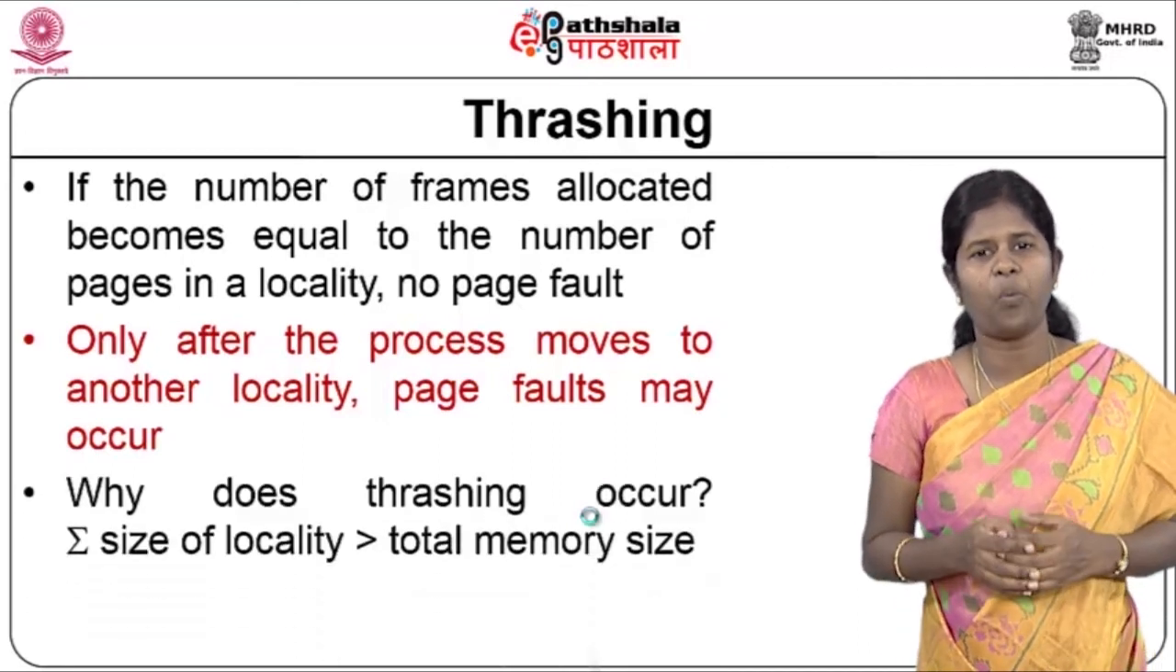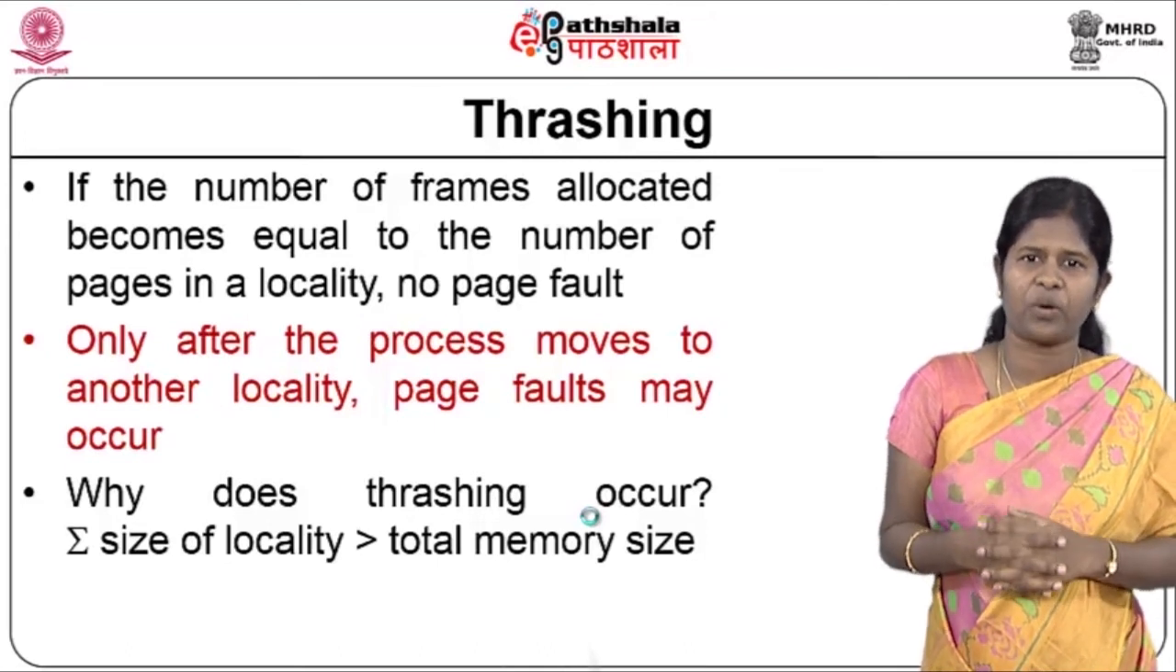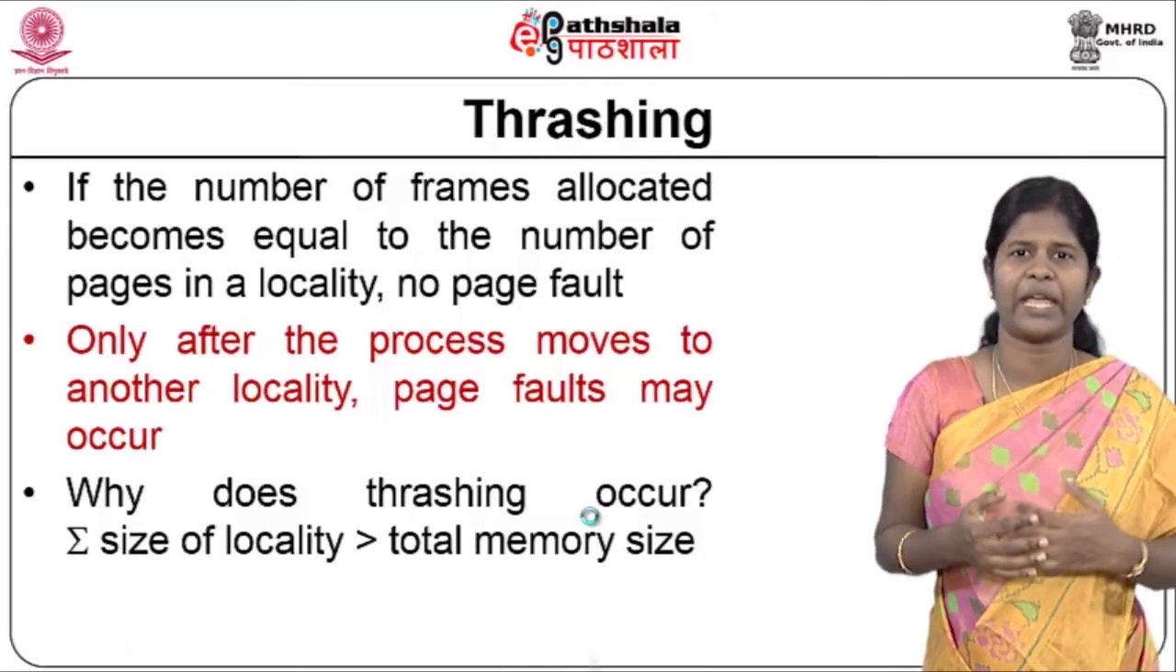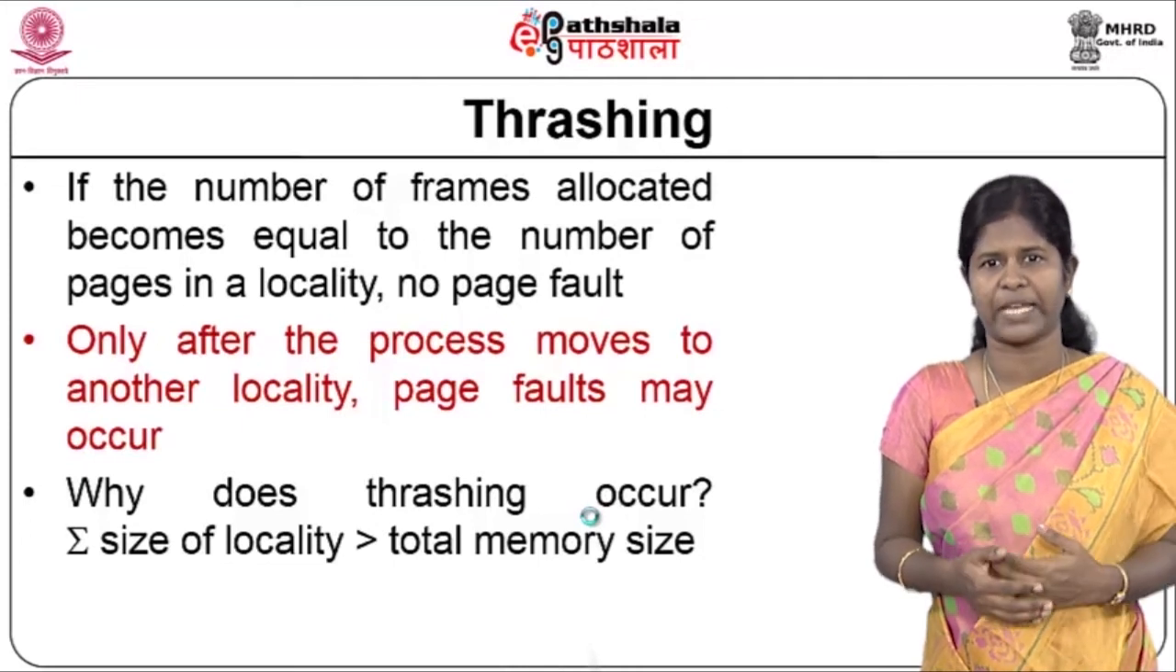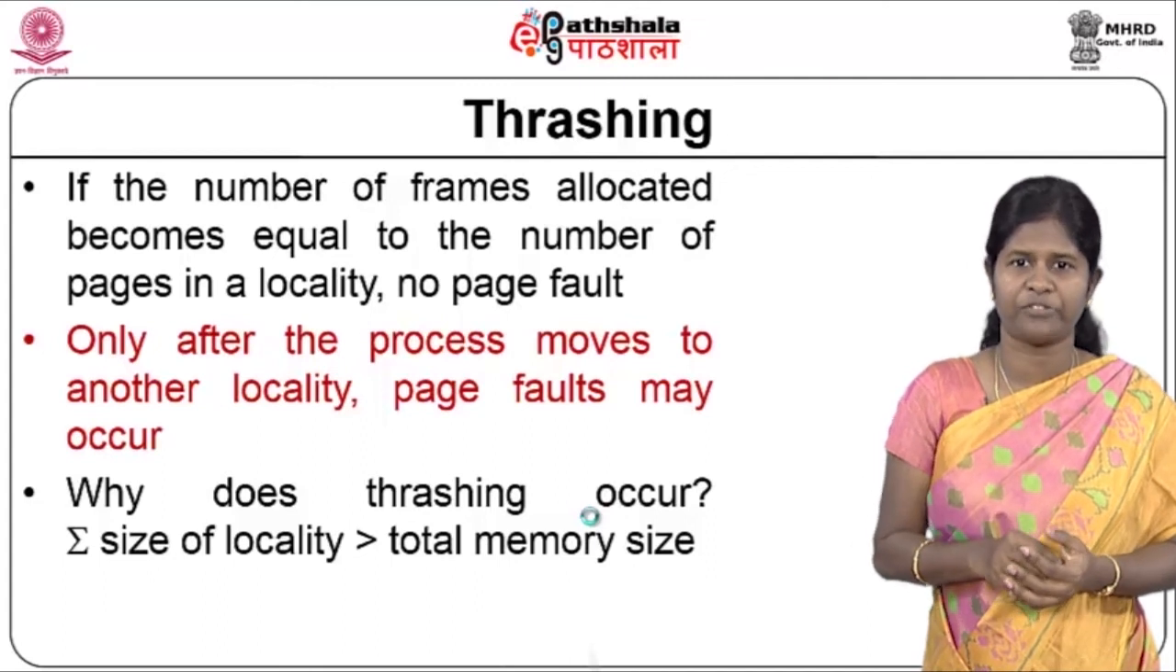But why does thrashing occur? It occurs when the sum of the sizes of the localities of all the processes exceeds the available memory. Say currently 5 processes are using the physical memory, and each process will have its own locality or its own set of active pages.